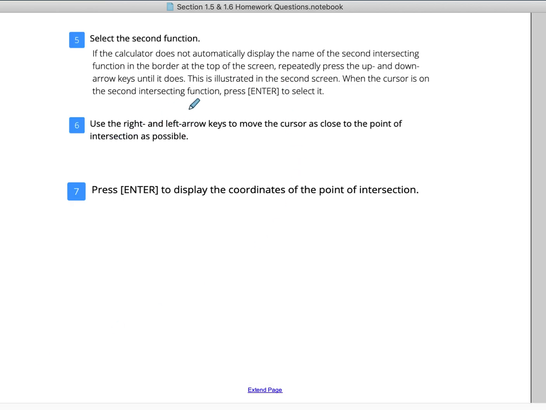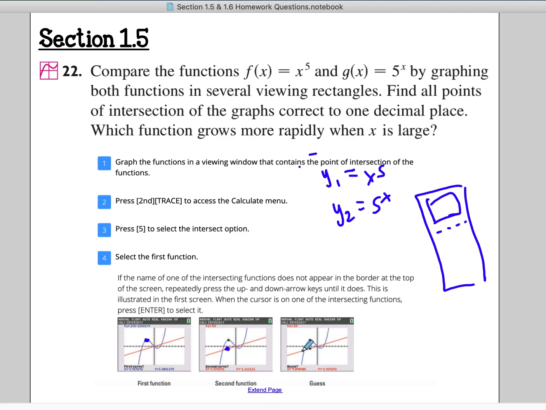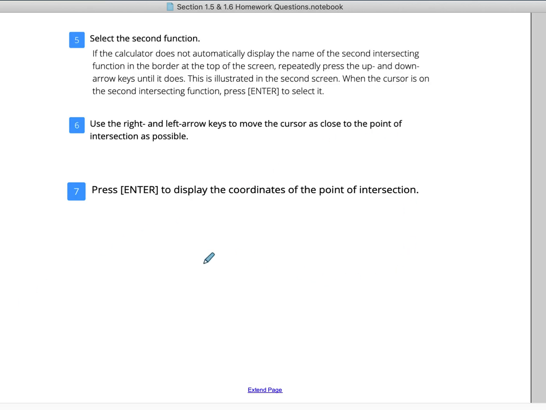From there, you're going to use the left and the right arrows along the point of intersection to get as close to the intersection as possible. Once you're a little bit closer, it's saying move your little cursor to the intersection that you want, which would be right here. And then you would go ahead and hit enter one more time, and the bottom will display your intersection points.